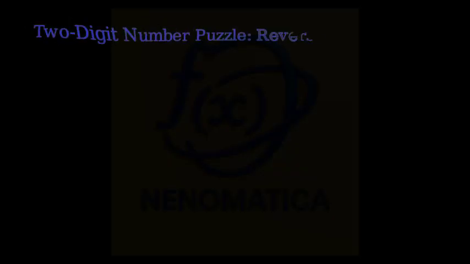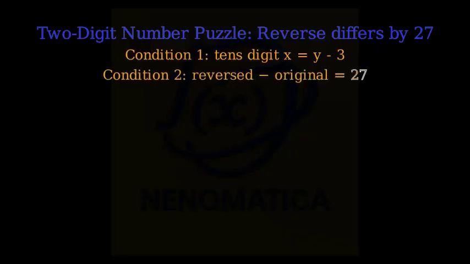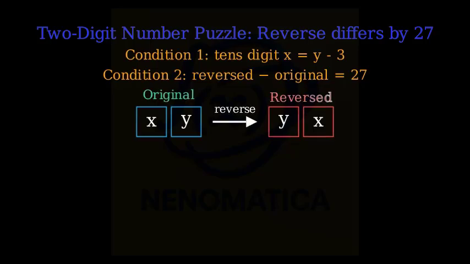In this lesson, we solve a classic two-digit number puzzle using algebra and a clear diagram. We are told two things. First, the tens digit is 3 less than the units digit. Second, the number with digits reversed is 27 larger than the original number. Let's visualize a two-digit number. The number has tens digit x and units digit y. Reversing the digits makes tens digit y and units digit x.